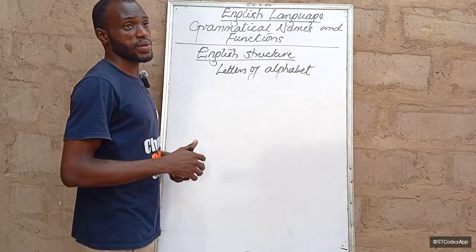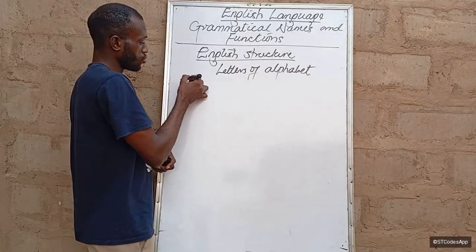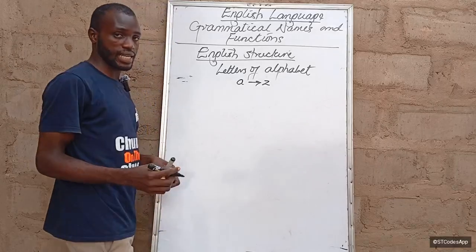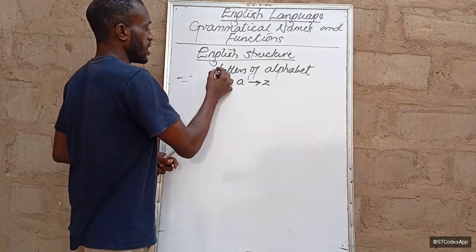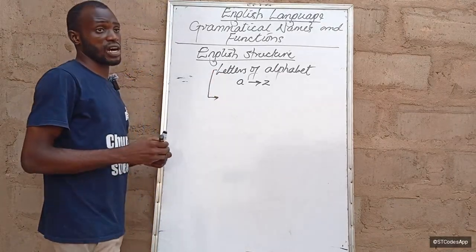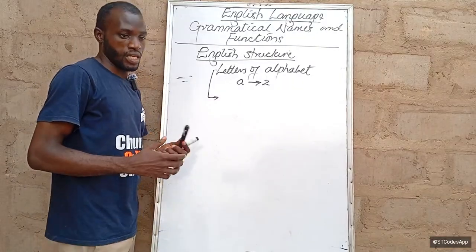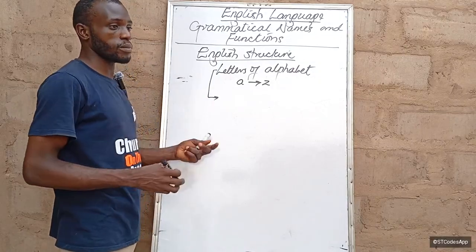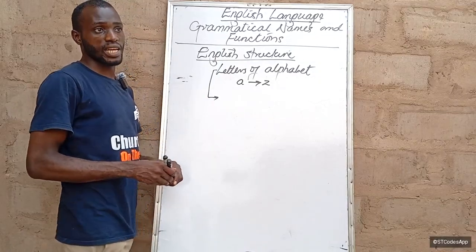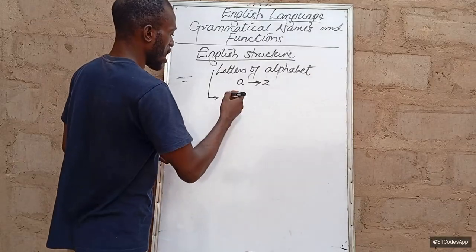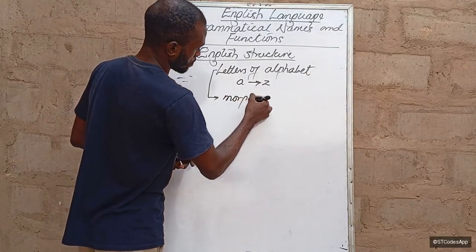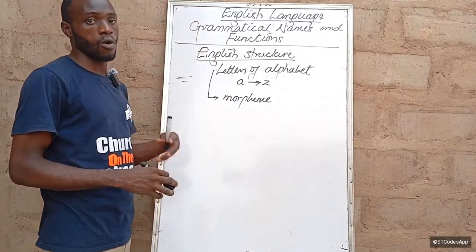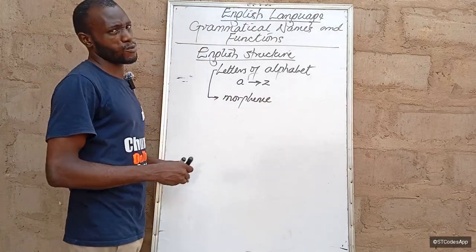The letters of the alphabet begin from A to Z. These are the letters of the English alphabet. Then if you combine letters of the alphabet together in some ways, you may form things that make sense, and you may form some that don't make sense. Altogether, those simple structures that you form are called morphemes. So a morpheme may make sense or may not make sense.